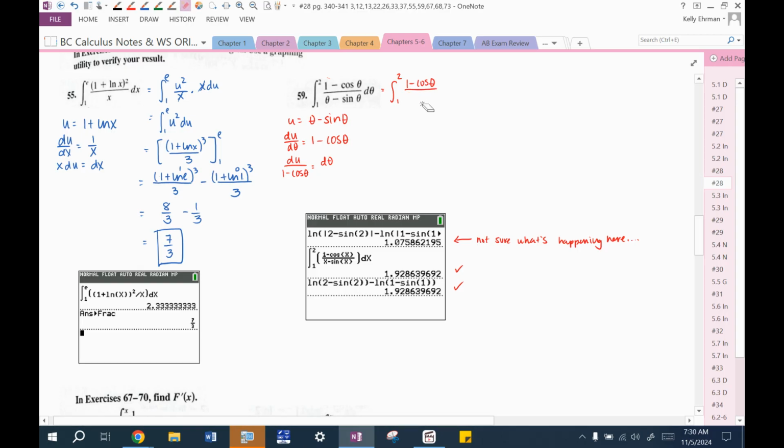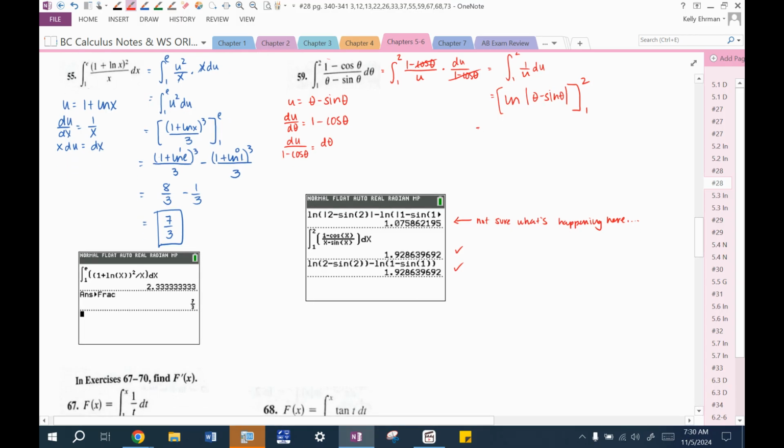Oops. All right, so I've got 1 minus cosine on top. I've got u on the bottom. d theta is du over 1 minus cosine. So boop, boop. So the integral from 1 to 2 of 1 over u du. So this is the natural log of theta minus sine theta from 1 to 2. So I didn't change my bounds here. I'm just going to do the math here.